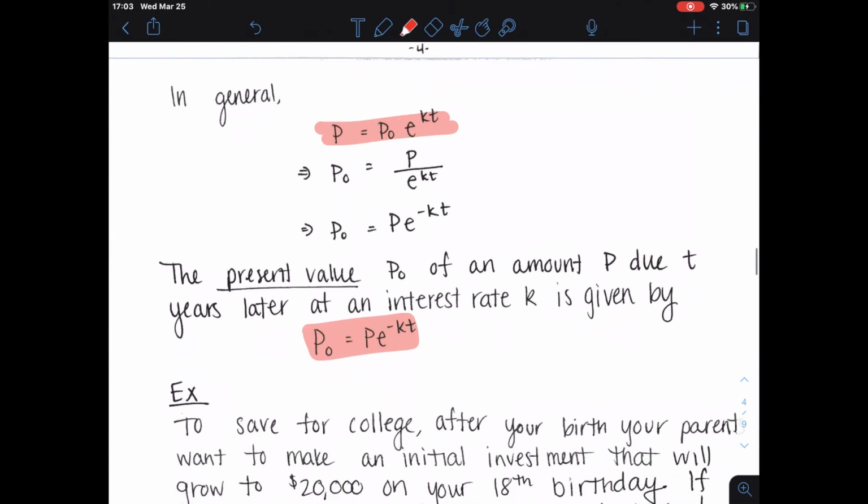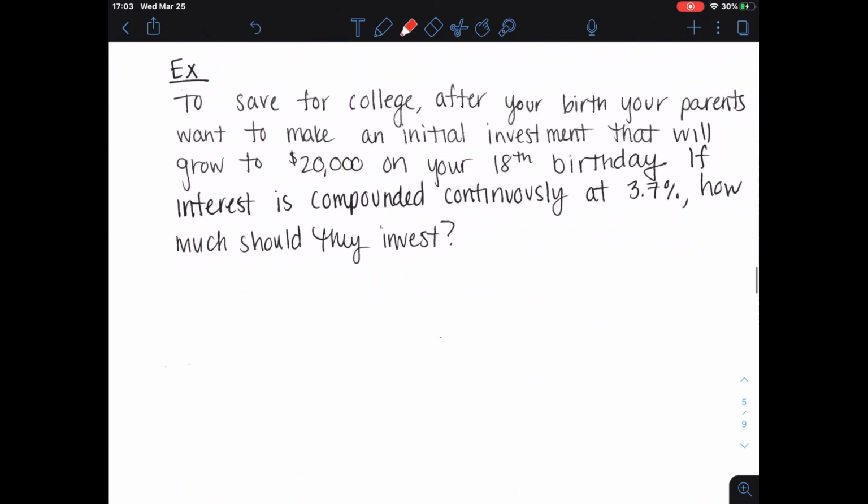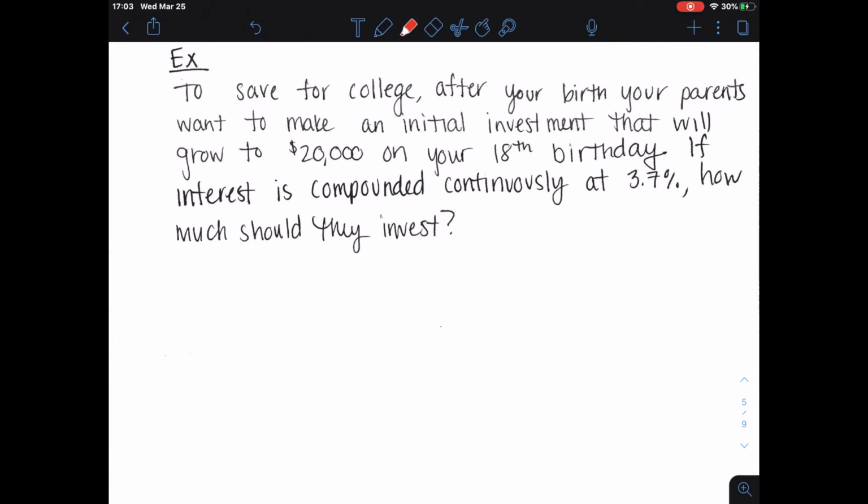Right? So let's look at an example. To save for college, after your birth, your parents want to make an initial investment that will grow to $20,000 on your 18th birthday. If the interest in the account is compounded continuously at 3.7%, how much should they invest? So basically, assume right now you're going to have a child. You want to put money in their account today so that on their 18th birthday, they have $20,000 to go to college. So I'm going to put one lump sum, it's going to grow to $20,000, and the rate I'm getting is 3.7. So we're just going to use this other formula we have for present value.